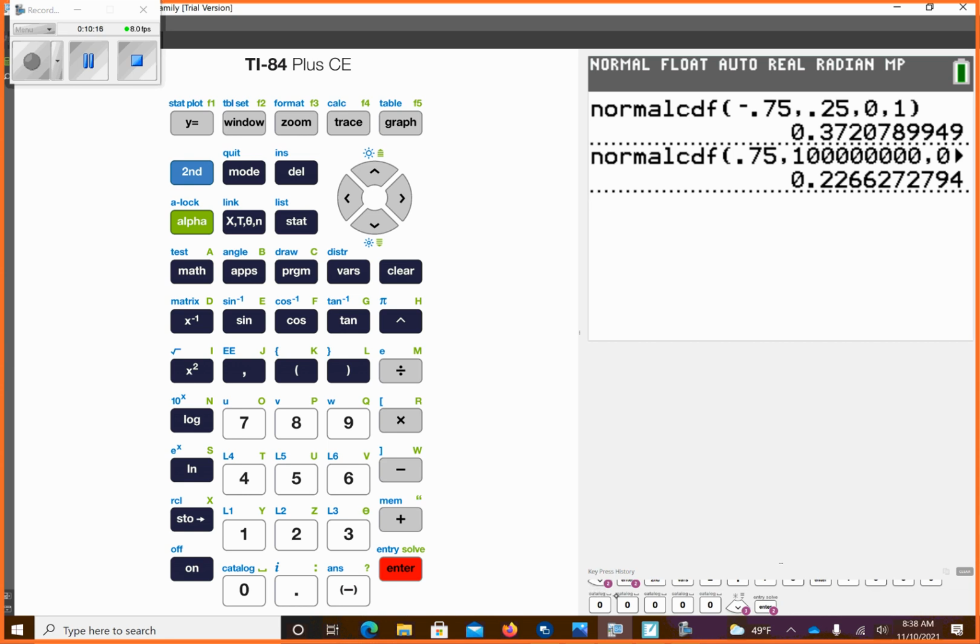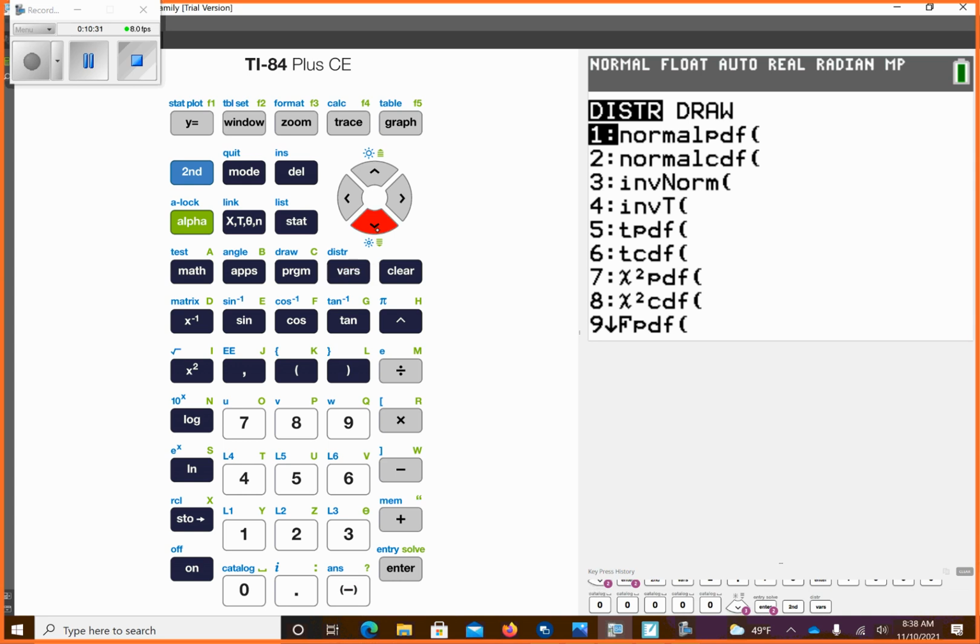What if we want to know the percentage of normal distribution that is less than a certain z-score? We need to find a very small number to represent it. So what is the percent of the bell curve less than 0.43? Again, we're going to go back in normal distribution CDF.